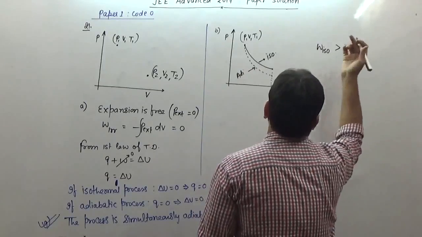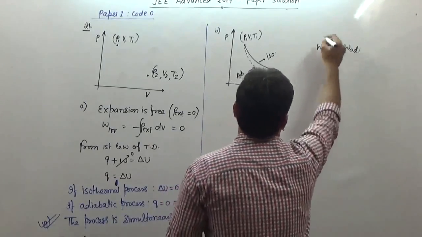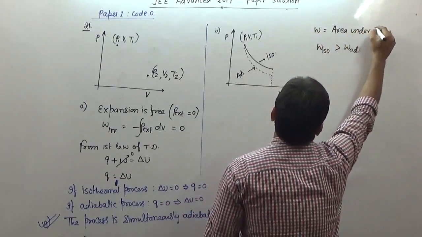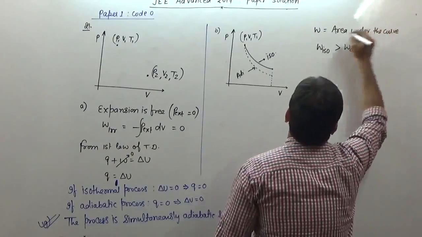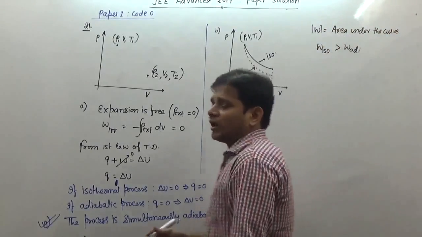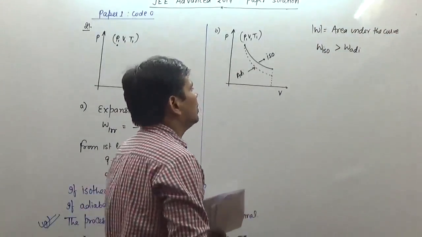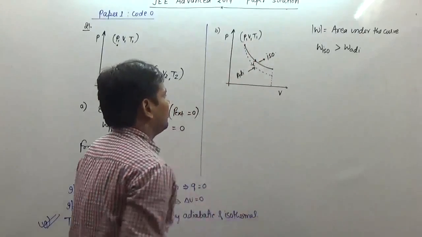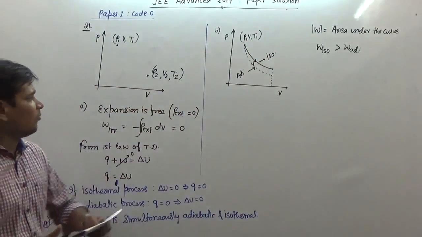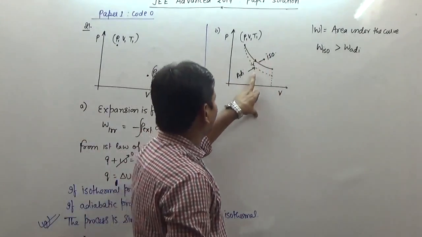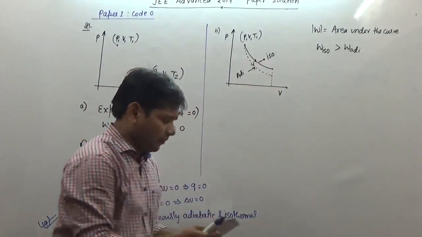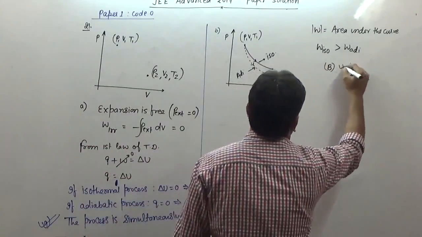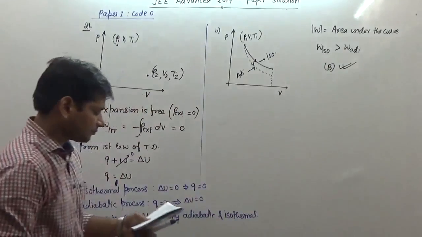We have done reversible process. We can easily see the area under the curve. You know that W is equal to area under the curve. Work done, modulus W, means work done by system will be simply equal to area under the curve, or you can easily see that W isothermal is above W adiabatic. The graph of isothermal curve is above the graph of adiabatic curve, and that's why W isothermal will be greater than W adiabatic. So B option is also correct for this one.